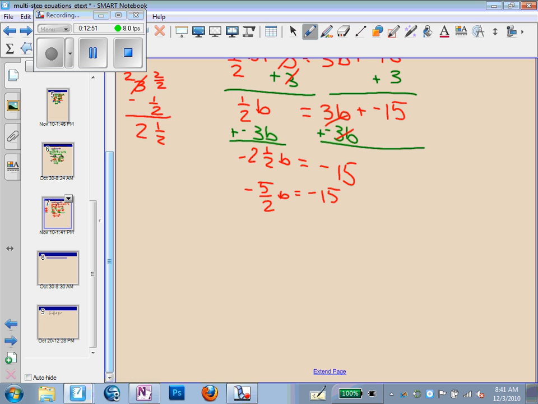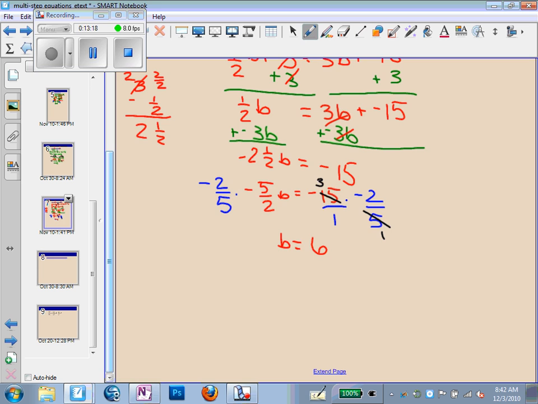So when we get here, we're going to multiply by the reciprocal, which is negative 2/5 on both sides. We can do some cross-canceling to make this problem a little easier. Remember, it's just two negative fractions, so when you multiply two negative fractions, you get a positive, and 3 times 2 is 6. It's 6/1, which is just 6.